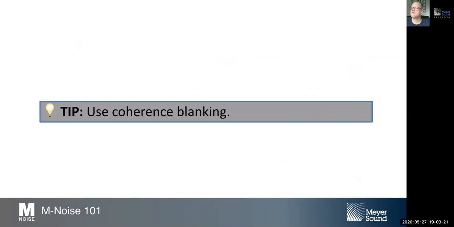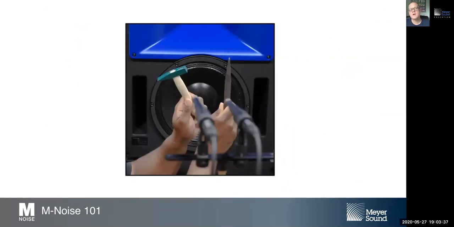Tip, use coherence blanking, okay? Just set your coherence blanking to 97% and bring the microphone so close until all pixels are visible again, which means that none of your data is being masked by coherence and therefore has a coherence value of 97% or more. But we also want to monitor the disturbance caused by transient signals.